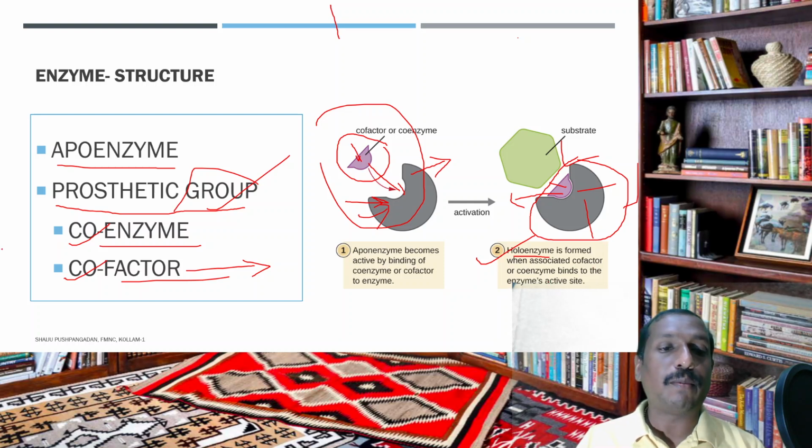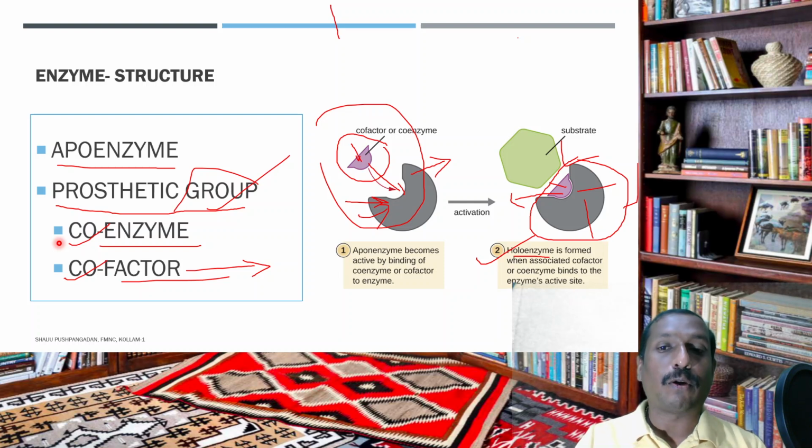So enzyme is a molecule where we can see the protein. The major part of the enzyme is the protein component, which is called apo enzyme. But that apo enzyme will become functional only when a non-protein part gets joined with it. Then that functional enzyme is called holoenzyme. So when we are discussing the structure of the enzyme, we should know what an apo enzyme is. This is the major protein part of the enzyme.